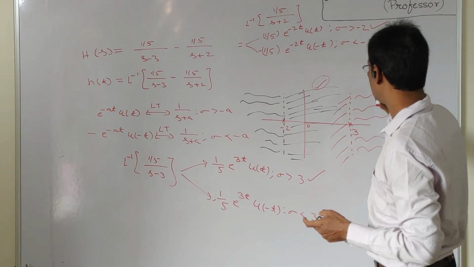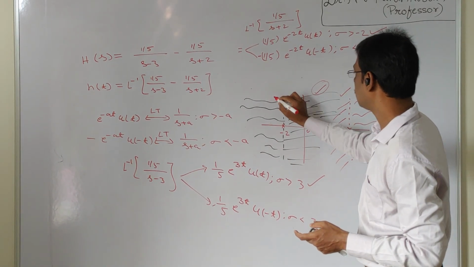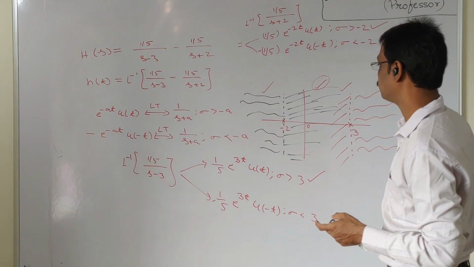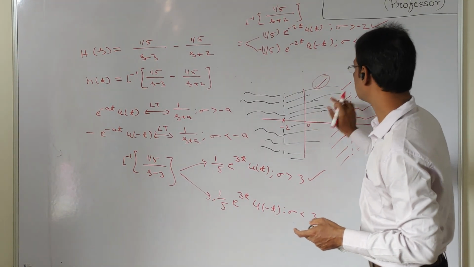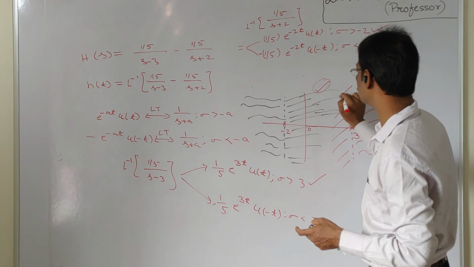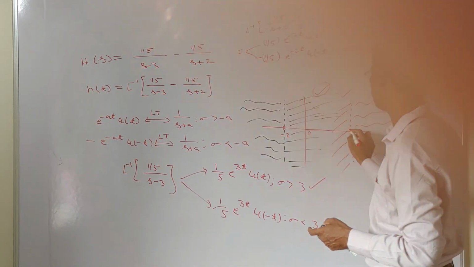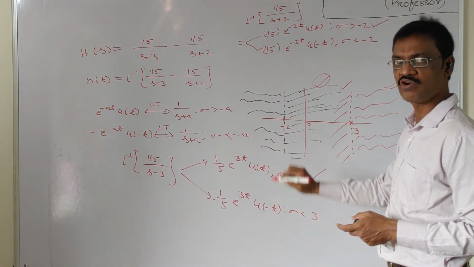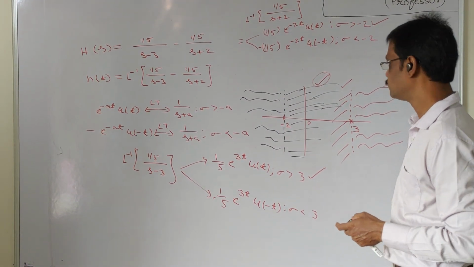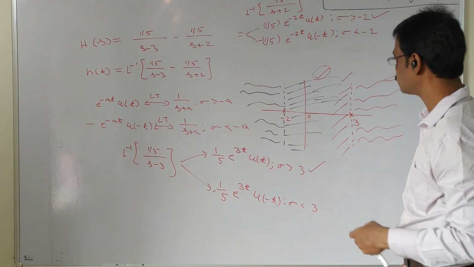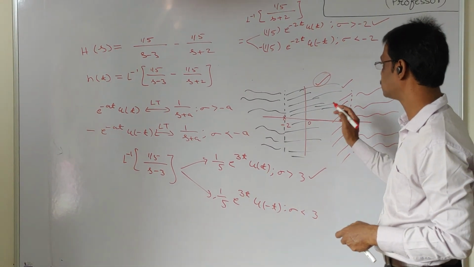Now you take this one and this one. Both are left-sided. Suppose it is left-sided and you take these two, then you will get an ROC between minus 2 and plus 3. Then it includes the j omega axis, so in this case also it is not working.